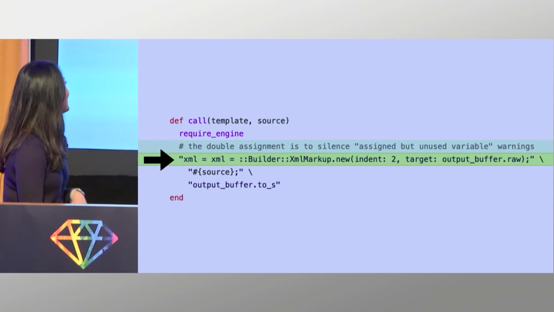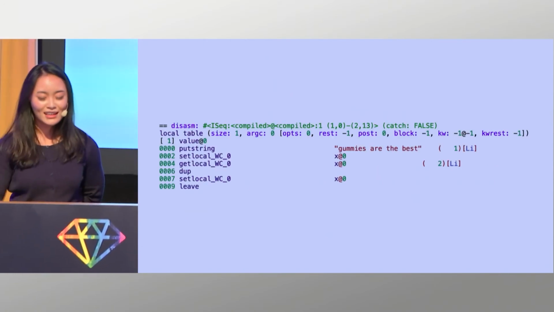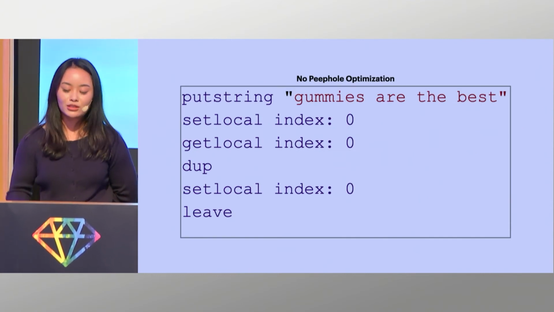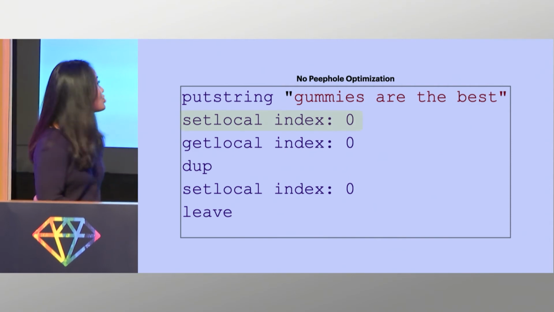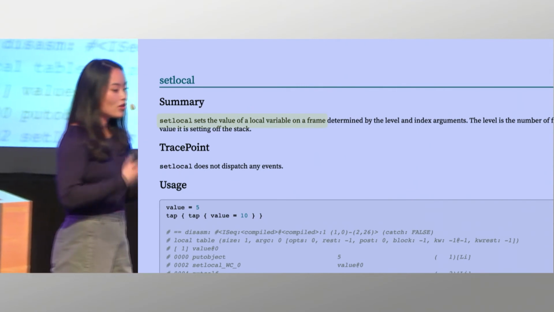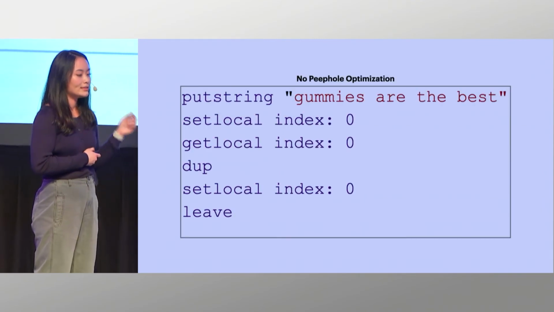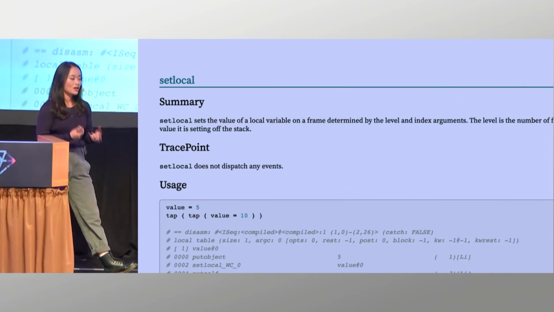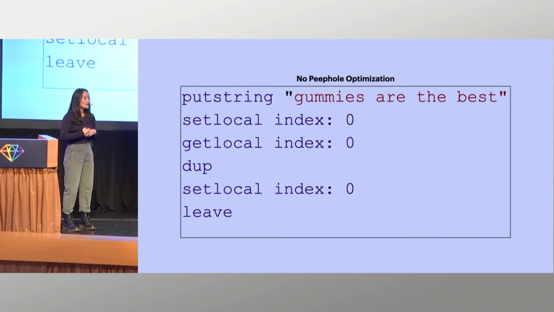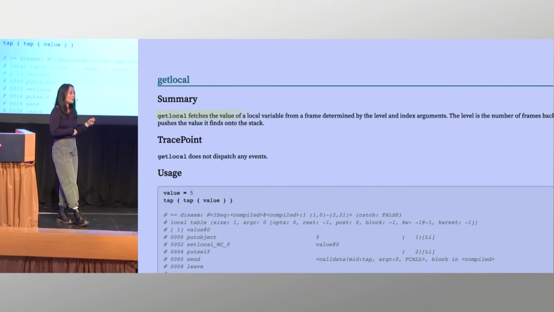OK, anyway, moving on. What we want to do is turn off Peephole optimization. This is the output, and this is the simplified output. There are a couple of new instructions here. The first one is set local with index 0, and set local essentially sets the value of the local variable on a frame. The reason why you'll see that it's index 0 is because we only have one local variable, which is x. And so we set it to x. And then the next one is get local.